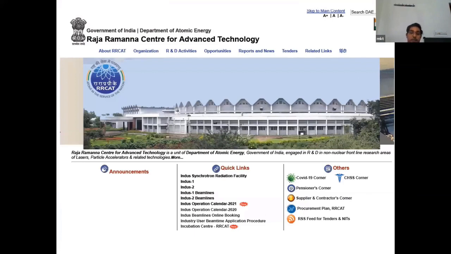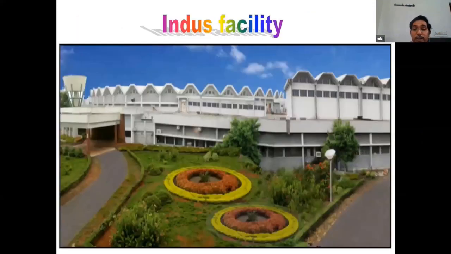This is the accelerator synchrotron source. Basically, in India we have two synchrotron sources, Indus 1 first. This is a 450 MeV source, electron energy. It provides synchrotron radiation with energy in the soft X-ray range, right from 300 eV to 900 eV.